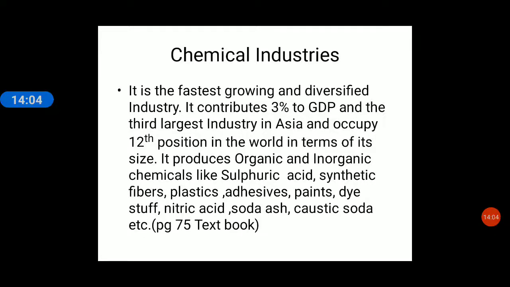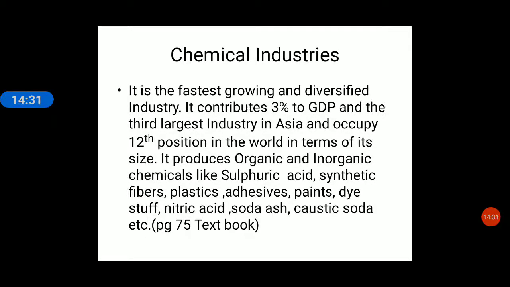So in simple words, we can say that the chemical industry in India is very fast growing. It contributes 3% to GDP. Also, it occupies a very important position in Asia. India's position is third largest in Asia and 12th position in the world in terms of the size of the chemical industry.